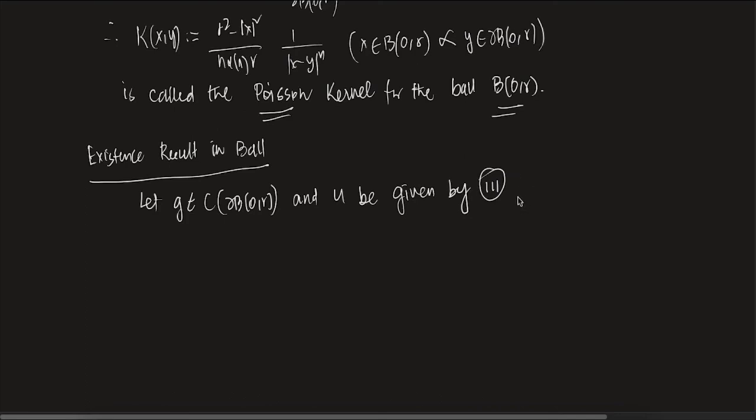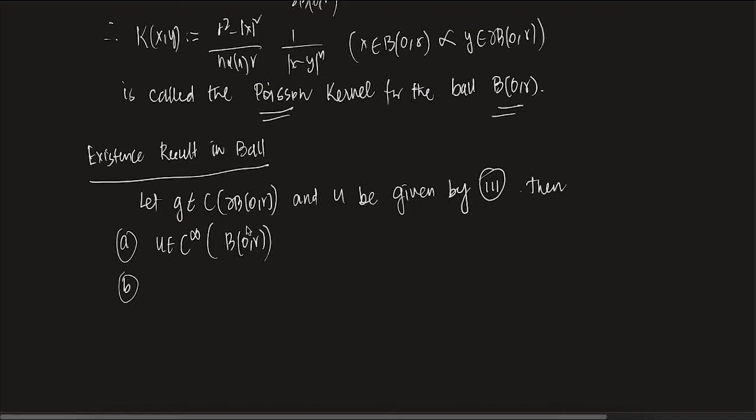Okay, if that is the case, then number a, u is in C infinity. You can show that this is infinitely differentiable on B(0,r). Is this clear? Initially, if you remember, we did the convolution of the fundamental solution with f and showed that this is C2, given f is C2.